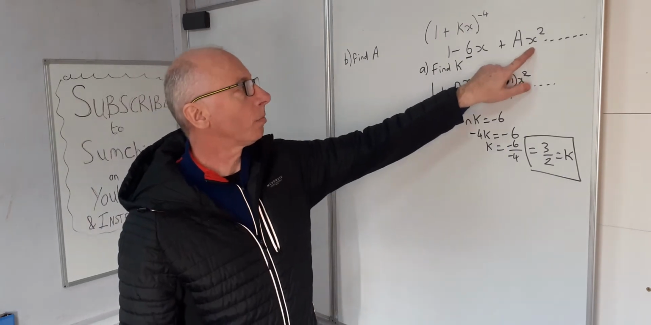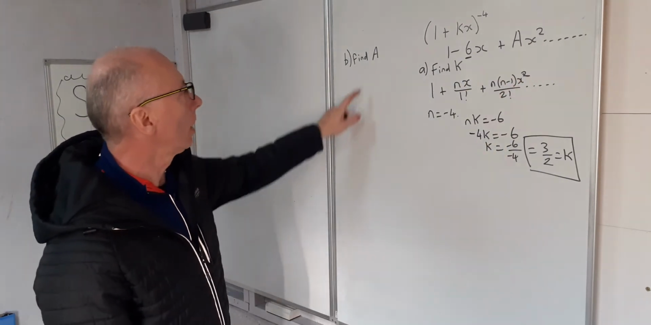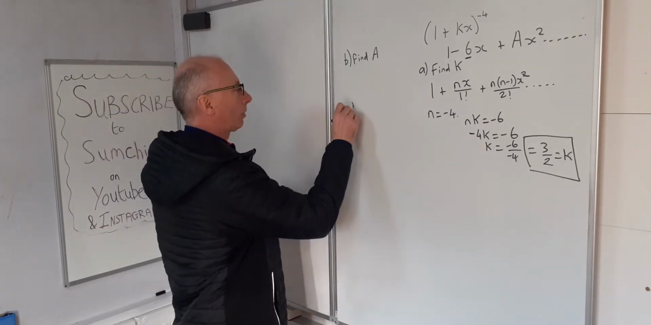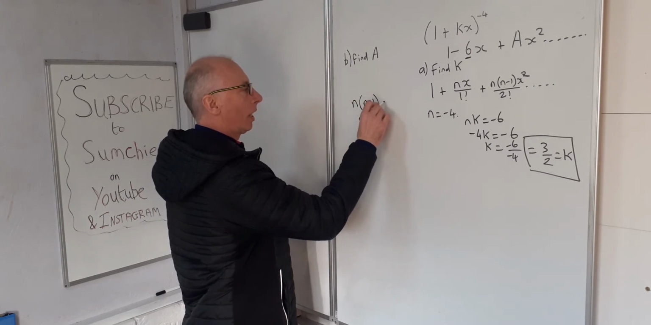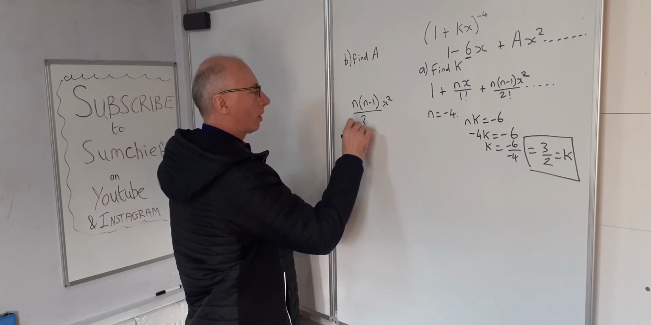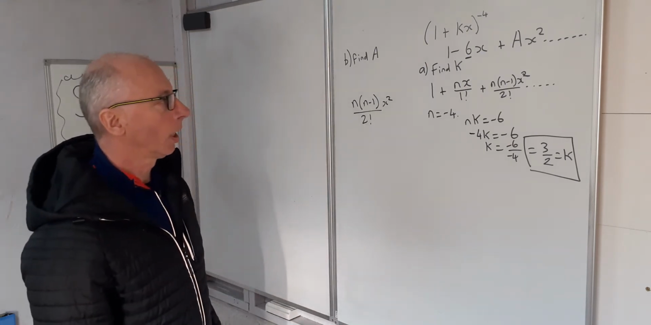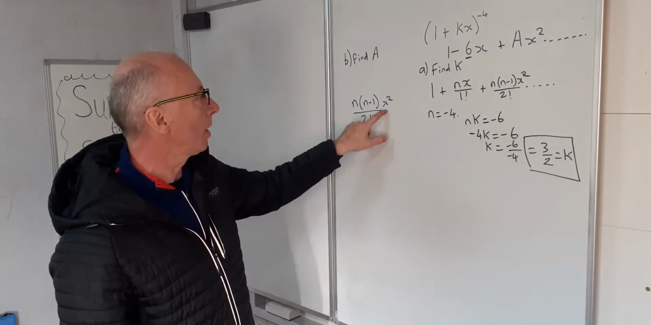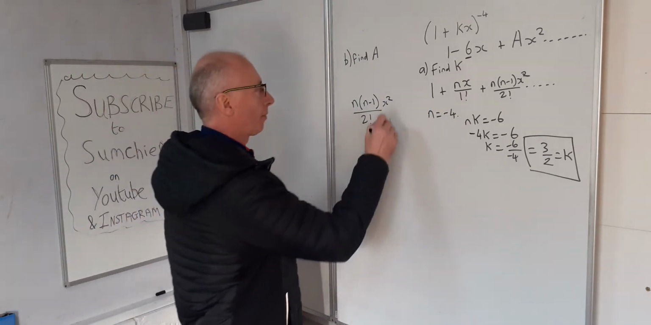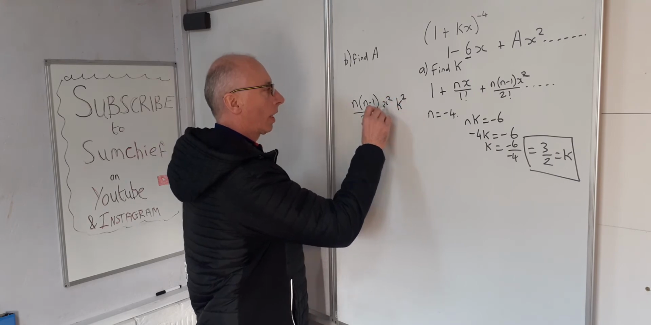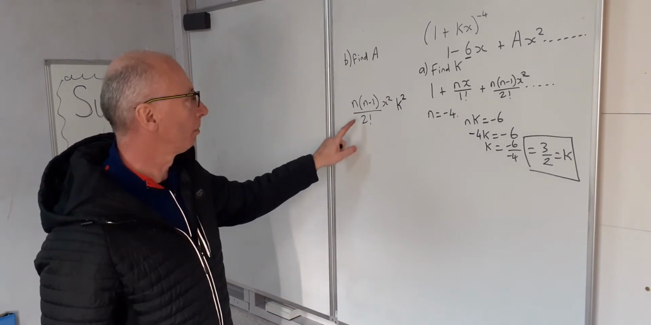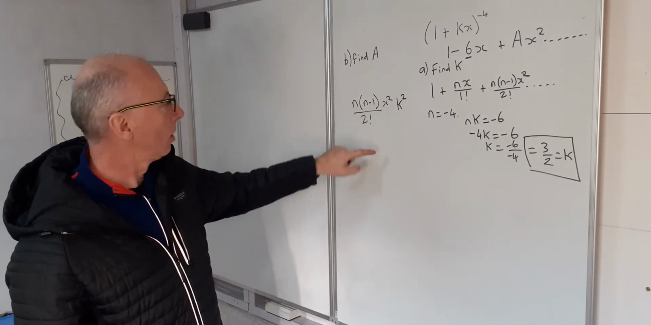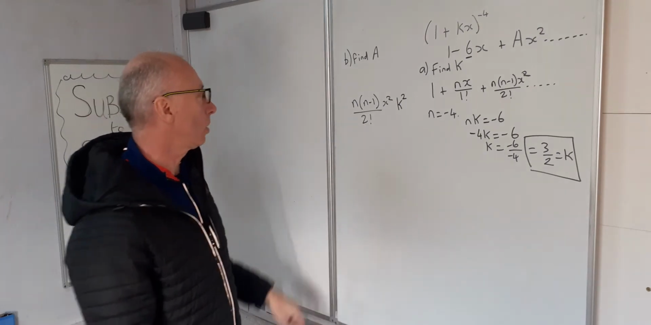Okay, now the second term, ax². Let's find that. So let's use this second part: n times (n − 1) x² over 2 factorial. Now we've got this term here, kx, so we need to multiply it by kx squared. So k²x² will give us our term. Now we know what k is, it's 3 over 2. We know what the n's are, and we know what 2 factorial is.